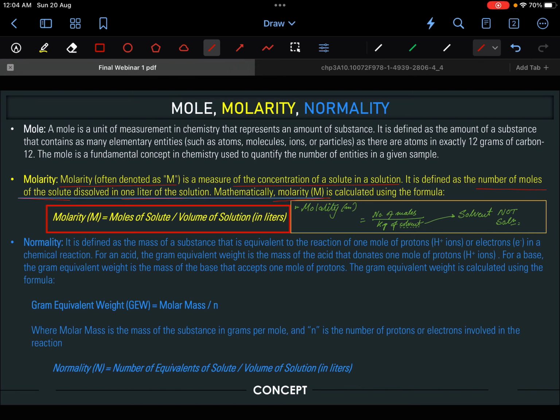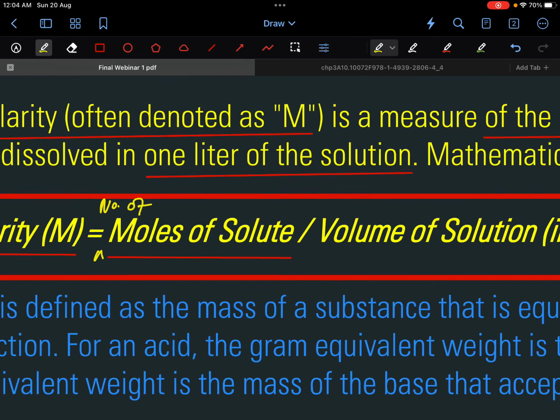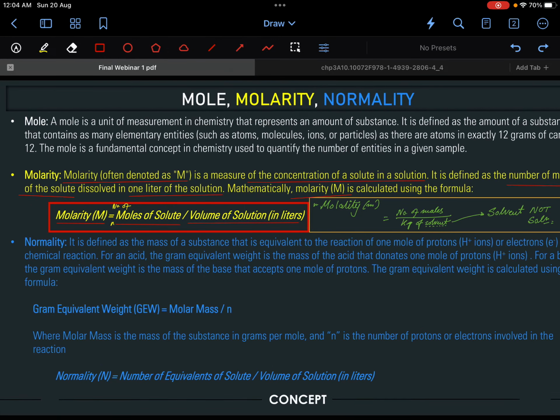Mathematically, M, that is capital M, is calculated by this formula. What is the formula? Molarity M is given by the number of moles of solute divided by the volume of solution in liters. This is very important: not in ml, not in anything else, this is in liters. So I will discuss it in the next slide.